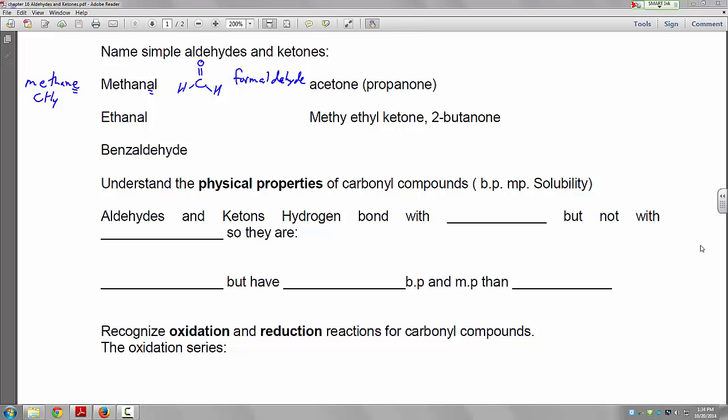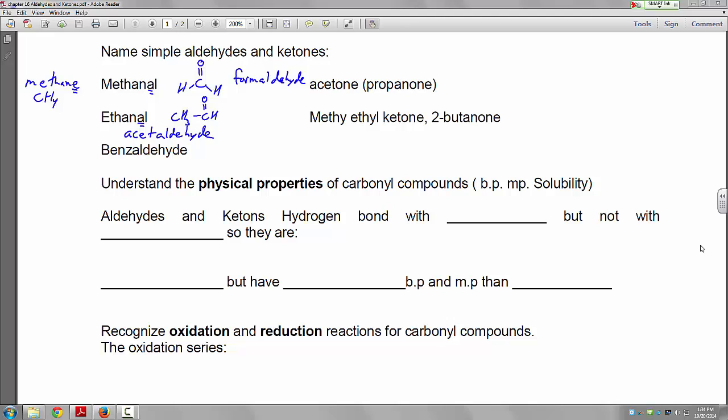2 carbons, ethane. We drop the E again, we add Al. So aldehydes end in Al. So there's ethanal. The common name for this would be acetaldehyde. We can talk more about where these common names come from later. They actually come from the acids which were used to derive these. So we'll talk about that more in the next chapter on acids.